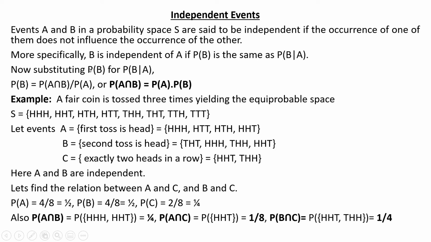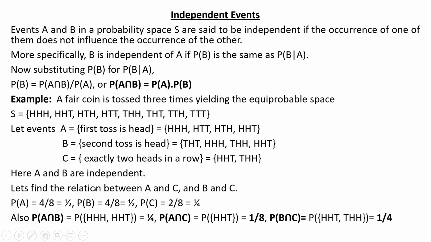So here is an example. A fair coin is tossed 3 times yielding the equiprobable space. Then we will get total 8 outcomes. So we have events. Let A be the event first toss is head. Then we have total 4 outcomes. And B is the event second toss is head. Then again we have total 4 outcomes. And C is the event exactly 2 heads in a row. So we have total 2 outcomes.